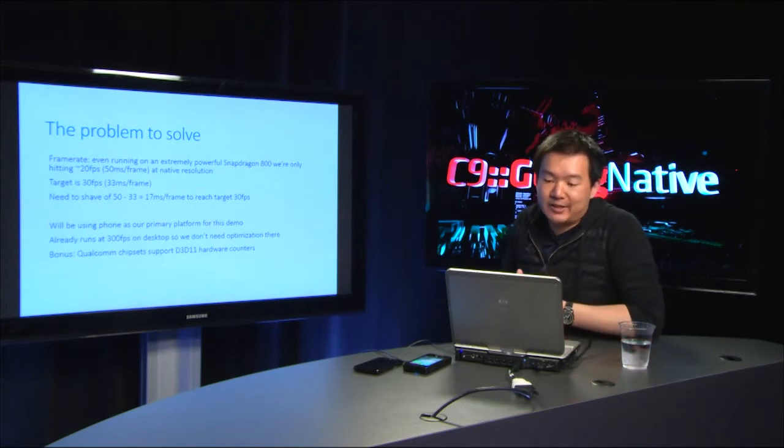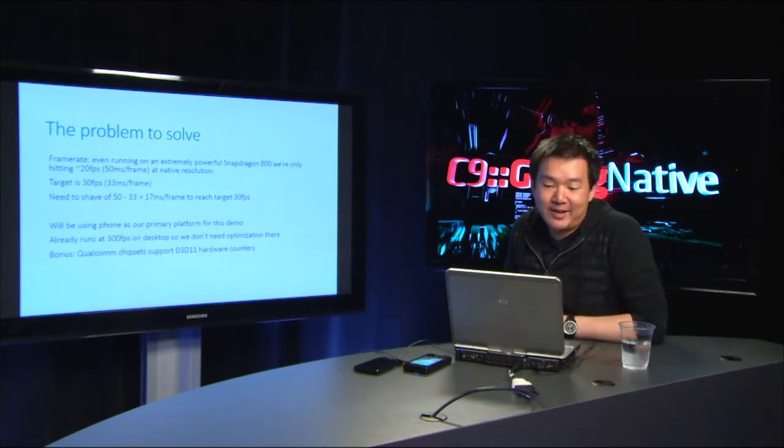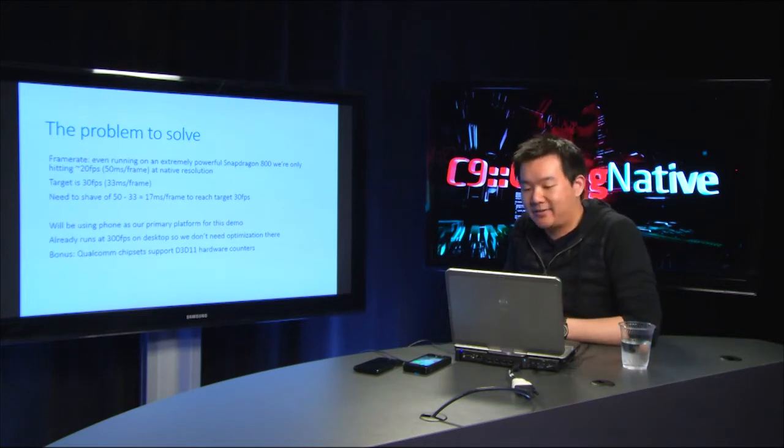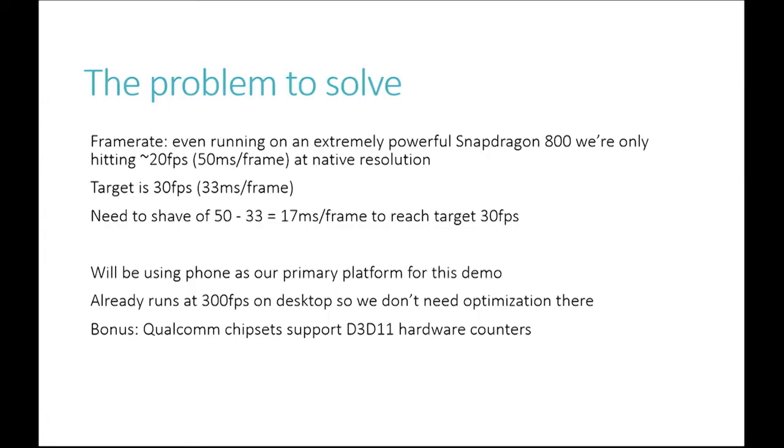I don't know if anybody noticed, but when it was running on the phone, the frame rate is not great. Ideally, we want to be running at least 30 frames per second or 33 milliseconds per frame. And right now, on this device, which is a Qualcomm Snapdragon 800, which is an extremely powerful chipset, mind you, it's taking about 50 milliseconds per frame, or 20 FPS at its native resolution of 1280 by 720. This means that we need to shave at least 17 milliseconds off our render time to hit our target of 30 FPS. And I'll be using Windows Phone for this entire demo.